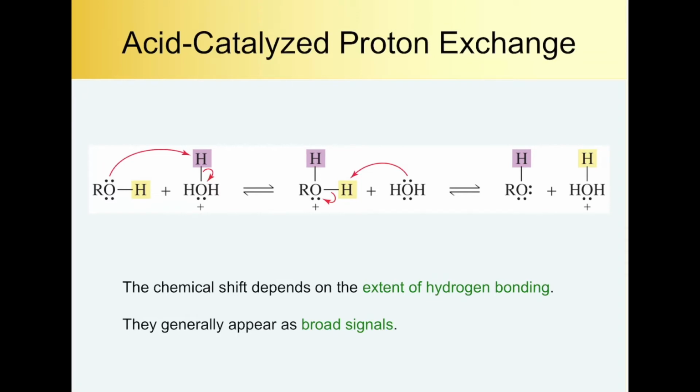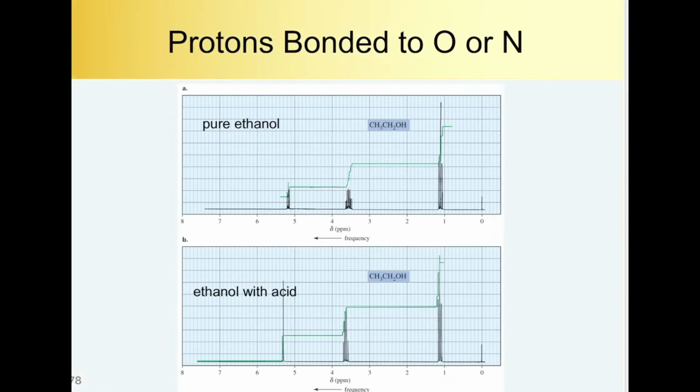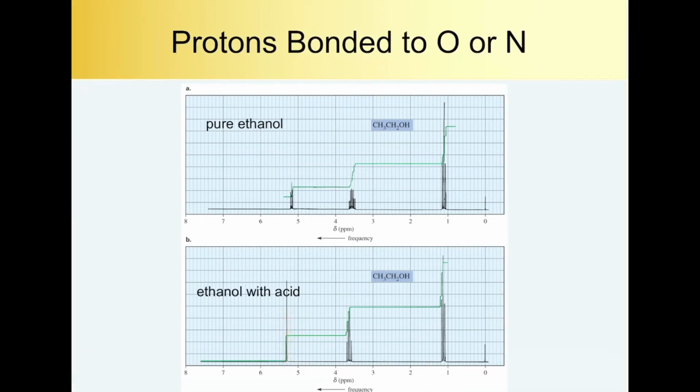The proton exchange happens either by acid or base. Here is the acid-catalyzed proton exchange mechanism, where you can see that this hydrogen is being replaced by this hydrogen from the acid. The chemical shift of these hydrogens depends on the extent of the hydrogen bonding, and because of that the hydroxyl protons can show anywhere between 4.5 and even 9 ppm, and they are generally broad. So instead of appearing as a very sharp singlet, they appear something like this.